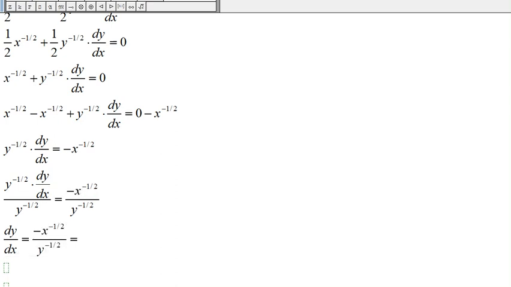And then we can leave it like that, or if we want to make the exponent positive, then we can move the y to the negative 1/2 to the top, and then move the x to the negative 1/2 to the bottom.